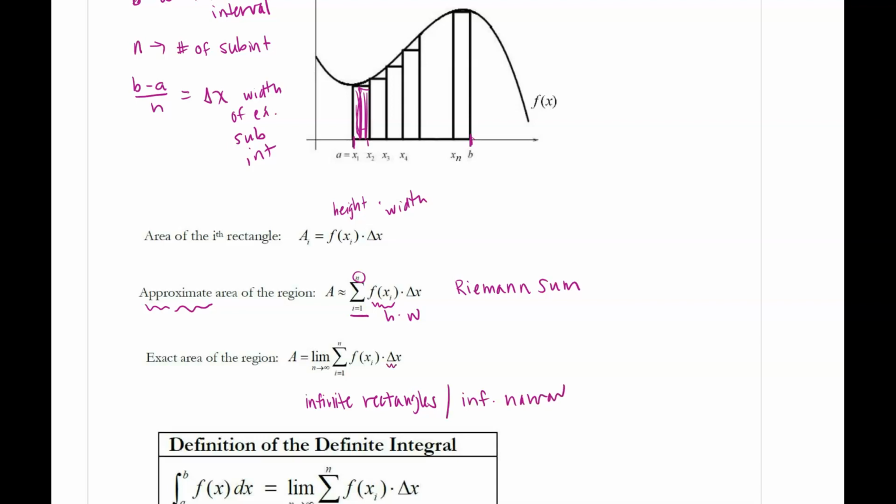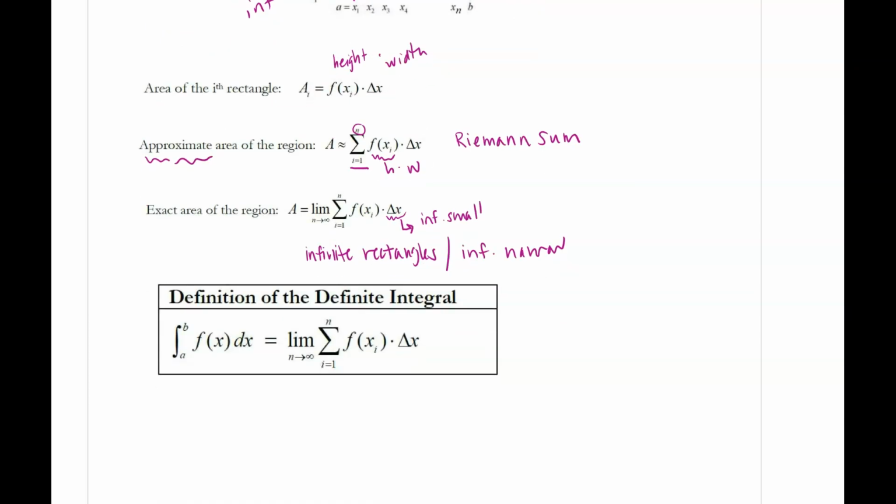So this delta x, we said this is called the differential. This becomes infinitely small. And because n is approaching infinity, that means we're going to have infinite rectangles. So it's the limit that makes this calculus.